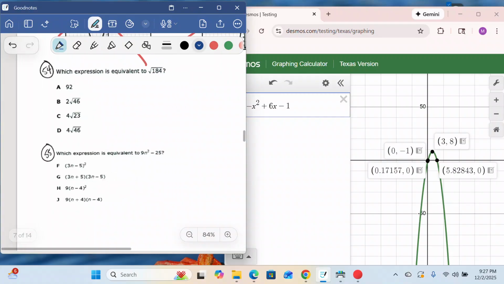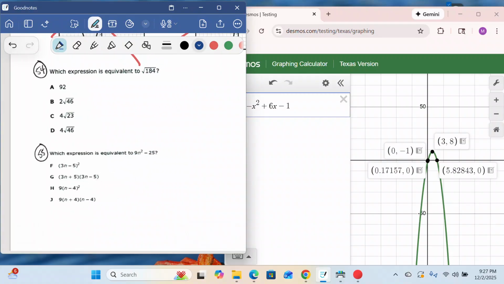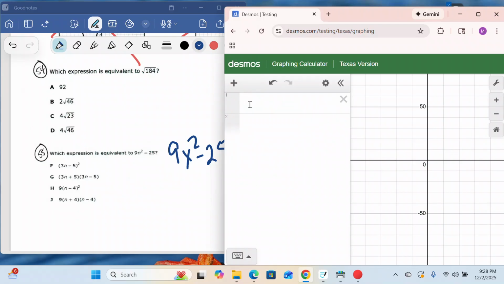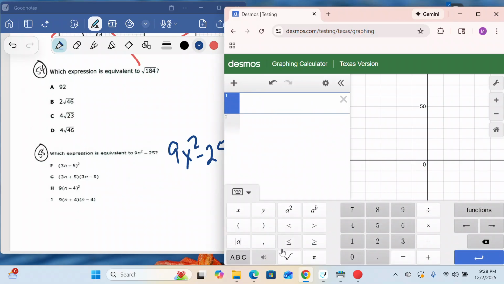Let me pause. You can pause it and you can do the next two. Which expression is equivalent to square root of 184? A, B, C, or D? That's an easy one. And which expression is equivalent? Another one. But all you have to do is actually rewrite it. Minus 25. And that gives you your answer. And all you do, replace all the n's with x's. So let's try 54. So if you want to do those on your own, you can go ahead and do them. Let me go ahead and get on with doing it.